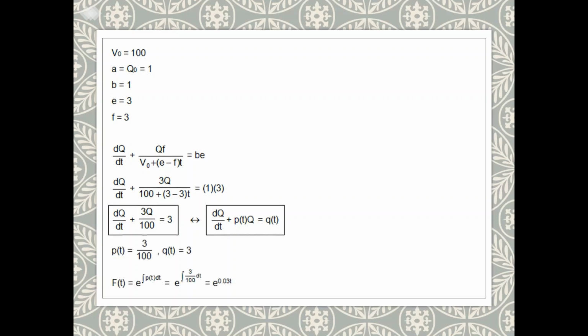As this is a linear equation, you need to find the integrating factor F(t) equal to exponent of the integration of P(t) dt. As P(t) is equal to 3 over 100, which is a constant, integrate this, you will get 3 over 100 t or 0.03t. Therefore, the integrating factor is equal to exponent of 0.03t.